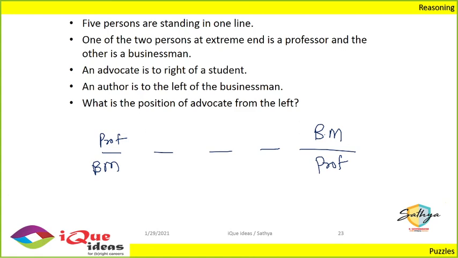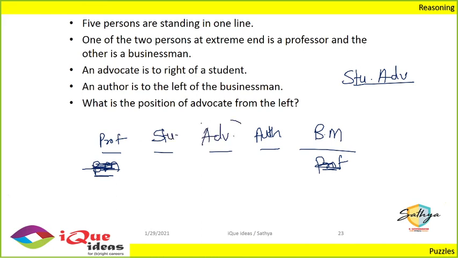The advocate is to the right of the student. So wherever the student is, the advocate is to his right, but where I can't fix now. Author is to the left of the businessman. If this is the businessman's position, author cannot be further to the left, right? So this is definitely eliminated. So author is to the left of the businessman, which means student and advocate have to fit here. So what is the position of the advocate from the left? Whether you count from the left or you count from the right, he is in the third position, right? So the answer is third.